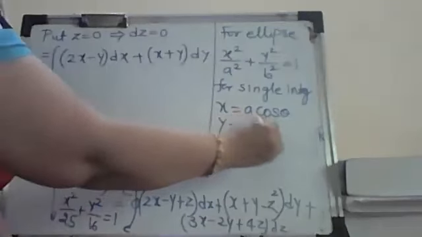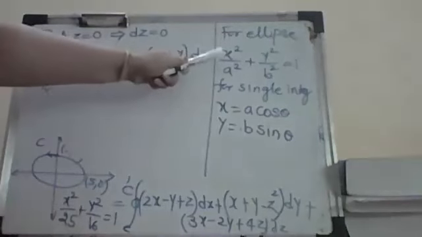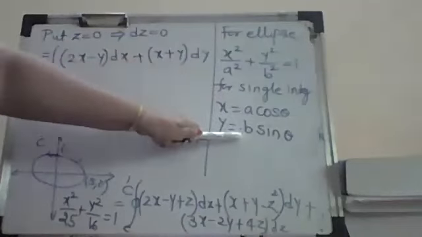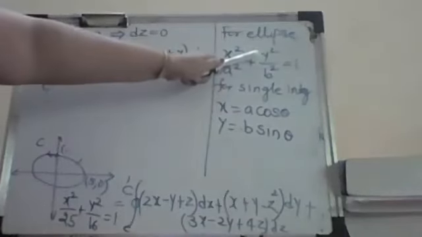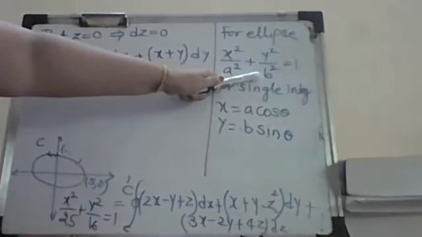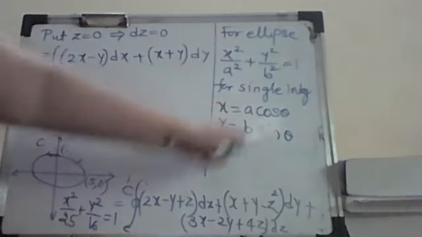See, when I put x as a cos theta, this will become a square cos square theta, where a square will get cancelled. When I put y as b sin theta, you will get b square sin square theta, so b square will get cancelled. And you can see that this value is equal to 1. So this is a parameterization.